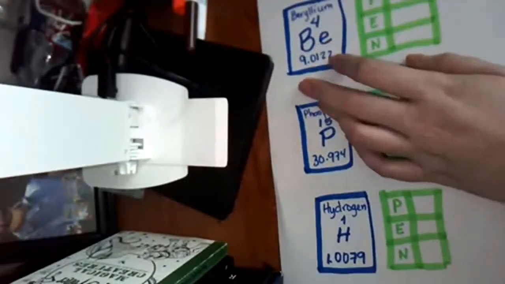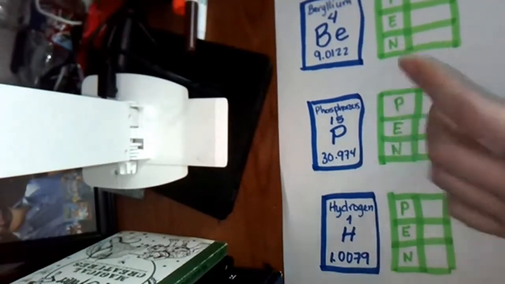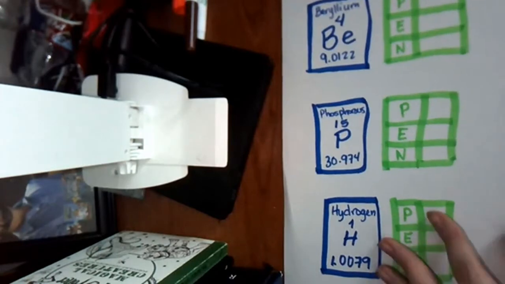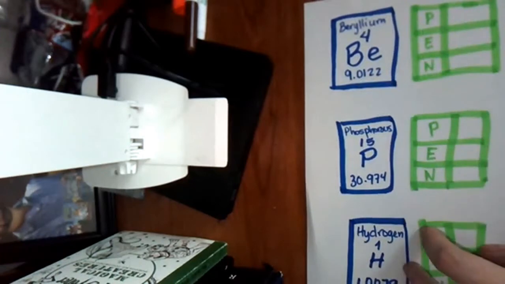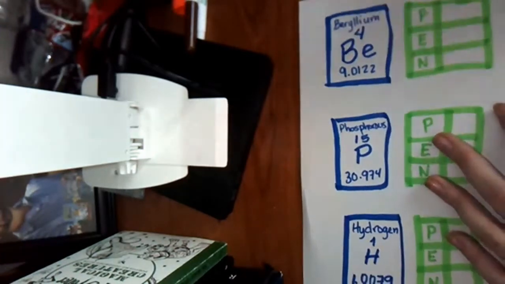Today in class, we went over how to turn the boxes in the periodic table into the pen chart. So let's review that one more time. We have our boxes here from the examples that we did in class that you should have in your notebook. So this is all stuff that you can look at in your notebook.